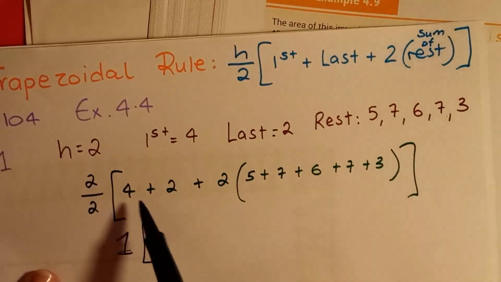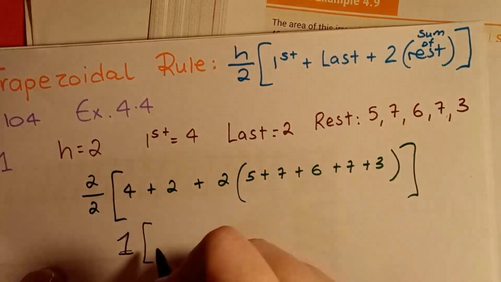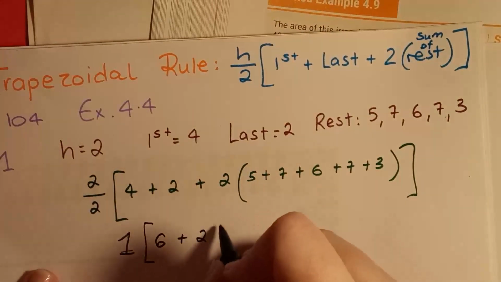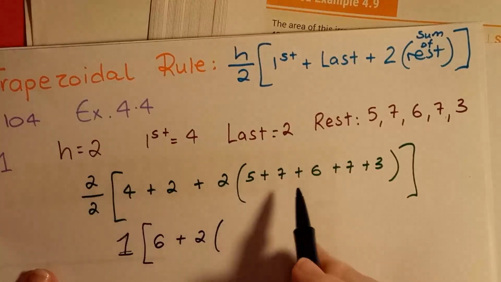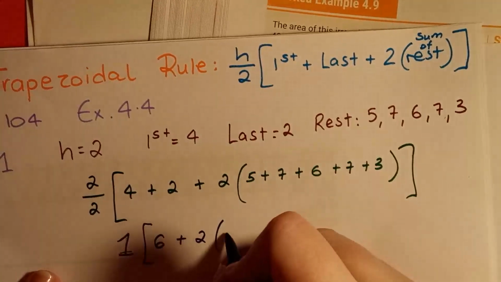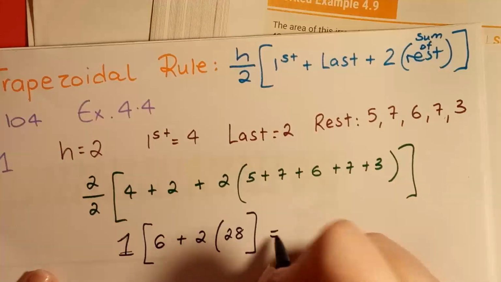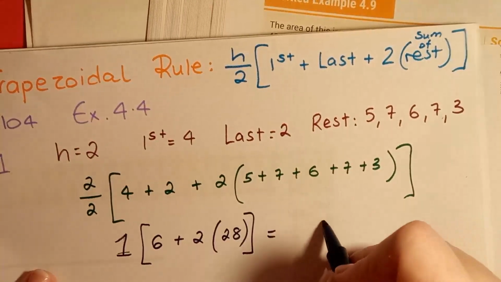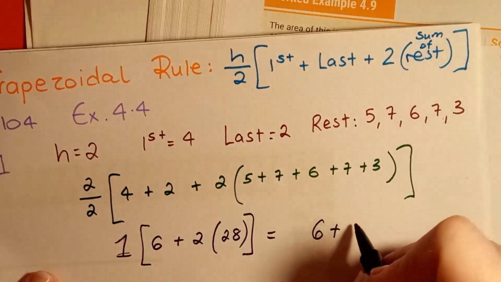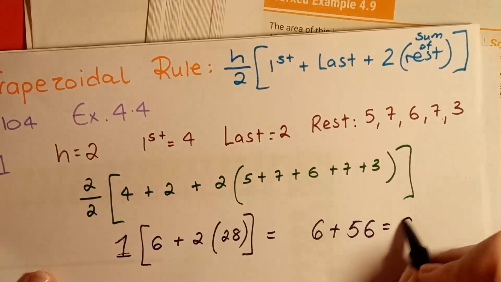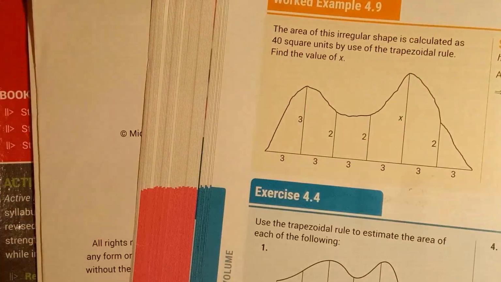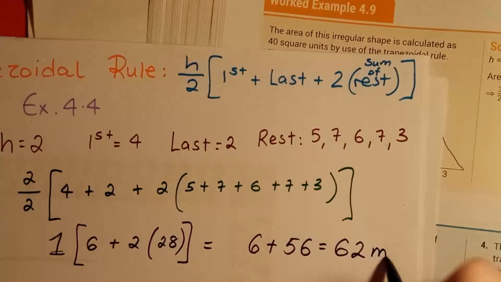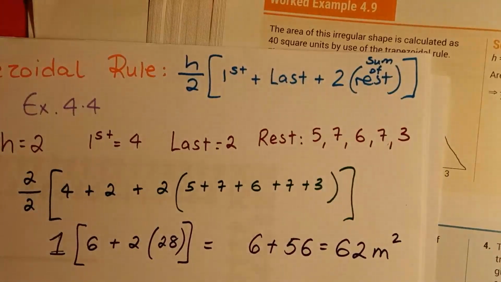This is the key area because it's simple to fill in values. 6 plus twice 5 and 7 and 6 and 7 and 3, that's 28. So it's 1 times, we can just get rid of that. 6 plus 2 times 28 is 56, giving me 62. And they told us in the question the units are in meters, so 62 meters squared. And that's it. It's a really easy formula to use.